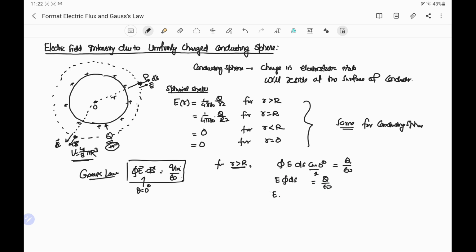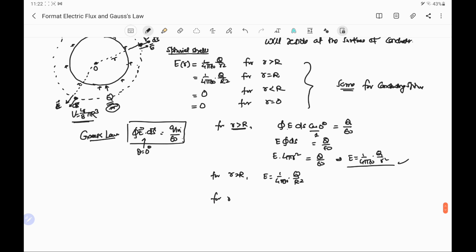And integral ds for a spherical surface is 4 pi r square, where r is the radius of the Gaussian surface, equal to Q by epsilon naught. Therefore, E equals 1 by 4 pi epsilon naught Q by r square. It is the same as we derived for the spherical conducting shell. Similarly, for r equal to capital R, we simply put small r as capital R, and the electric intensity will be 1 by 4 pi epsilon naught Q by R square.